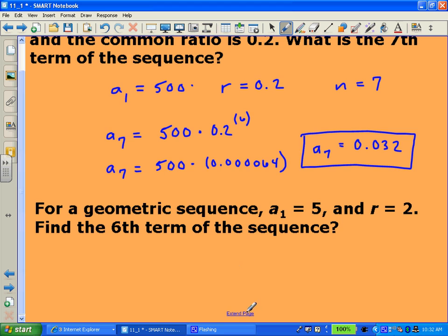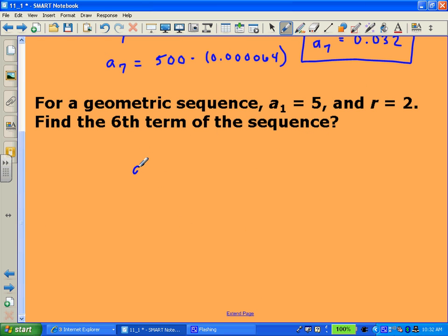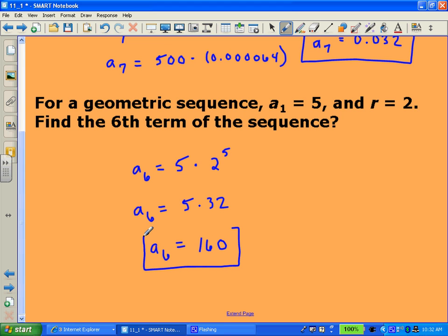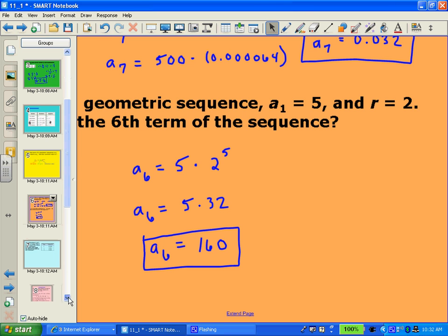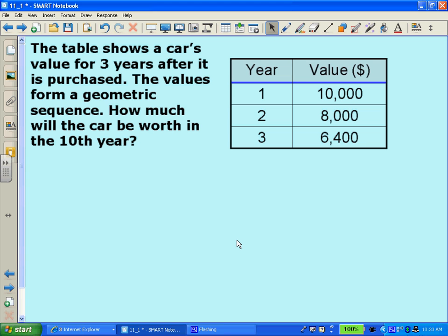Let's look at another one. A sub 1 is 5, r is 2. What's the sixth term of the sequence? So we want a sub 6 equals my first term times r to the 5th power, because it's 6 minus 1. So 2 to the 5th power is 32. So then I have to do 5 times 32, which is 160. So that's how we use our formula for geometric sequences.